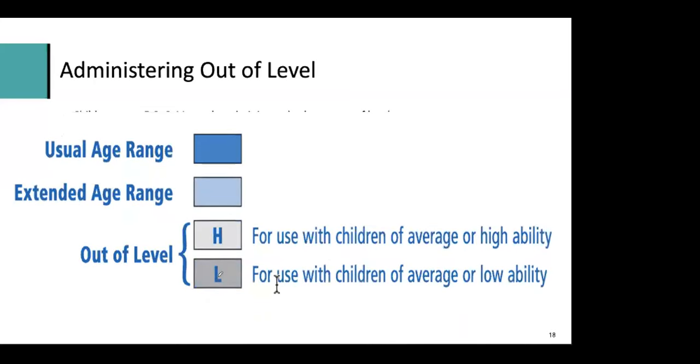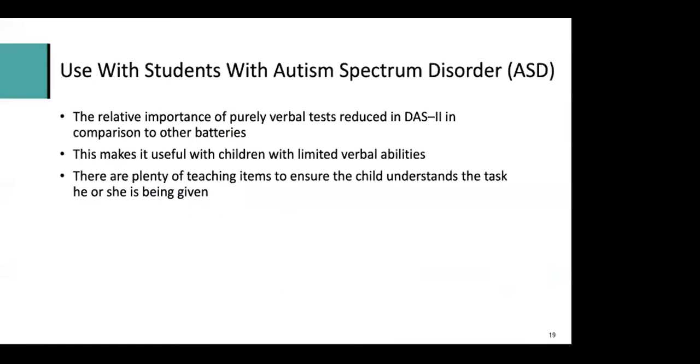You will see at a level, and you'll see these labeled high and low. Now, the decision to administer one or more subtests out of level depends primarily on the examiner's need to generate or test hypotheses about the child's cognitive abilities and test performance. The decision about whether or not to administer subtests out of level can be made during or after the administration of the age-appropriate battery. And I'll say that again. So the decision to administer something out of level can be made either during or after the administration of the age-appropriate battery, which obviously provides a flexible option for the examiner.